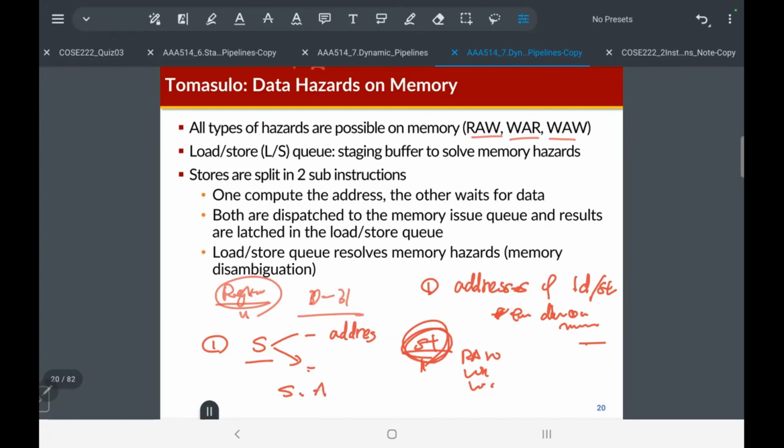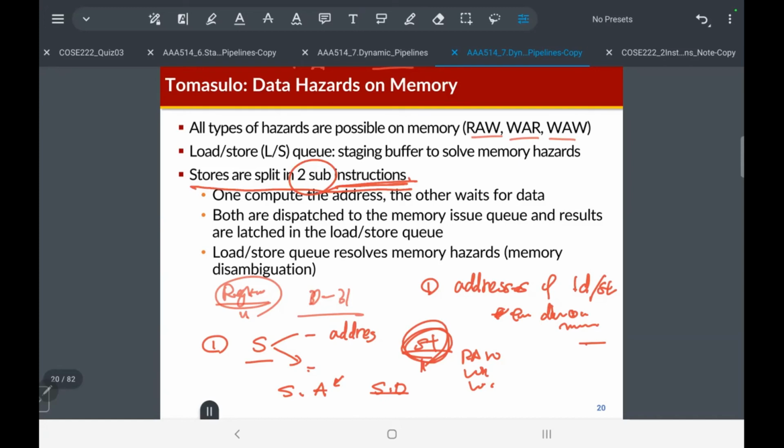which is used for calculating the address of the store instruction, and store data, which actually reads data from the register file. Stores are split into two sub-instructions. We need to know the address of the store instruction as quickly as possible.